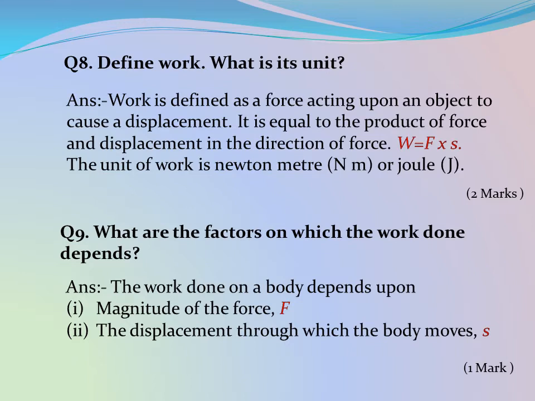Question number 9. What are the factors on which the work done depends? Answer. The work done on a body depends upon: 1. Magnitude of the force, F. 2. The displacement through which the body moves, S.